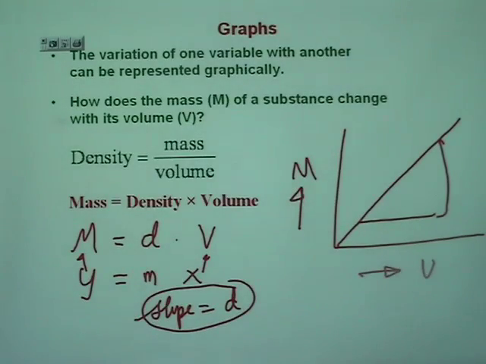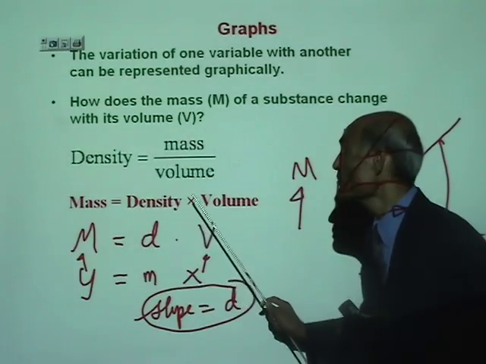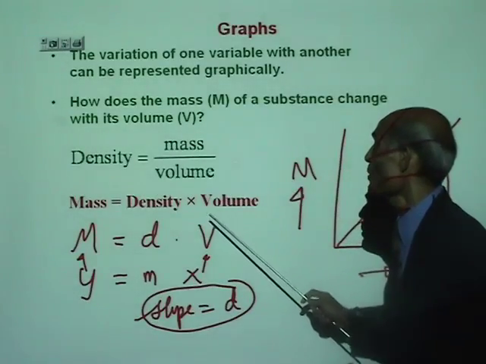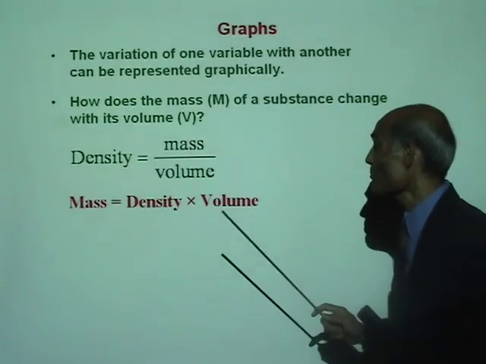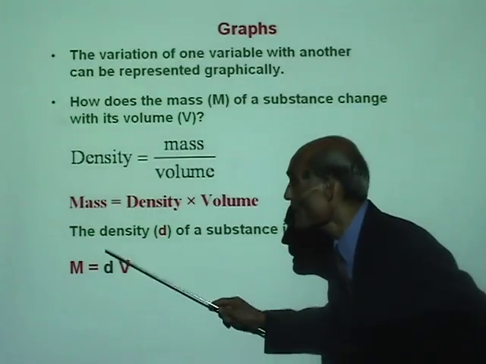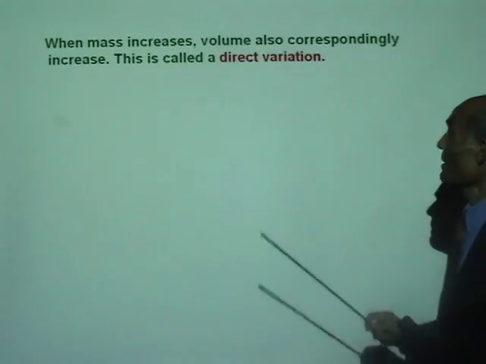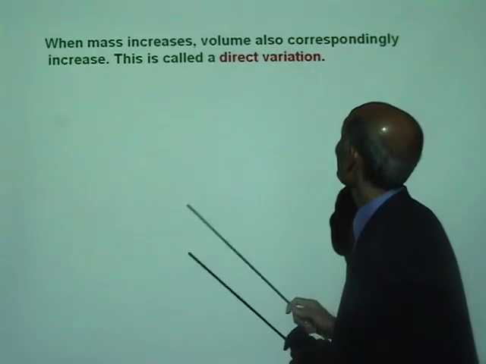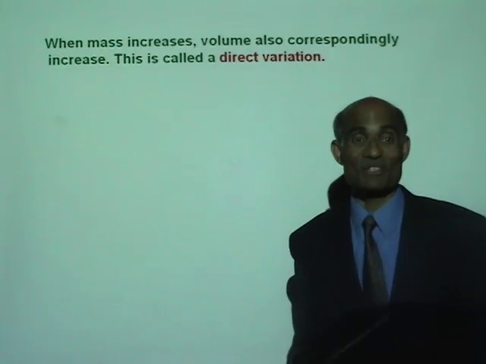So, we got mass equal to density multiplied by volume means mass varies directly as volume. So, if you draw a graph of mass on the y-axis and volume on the x-axis, it will be a straight line where the slope of the graph will be density. Well, now when volume increases, mass also correspondingly increases. This is called the direct variation.